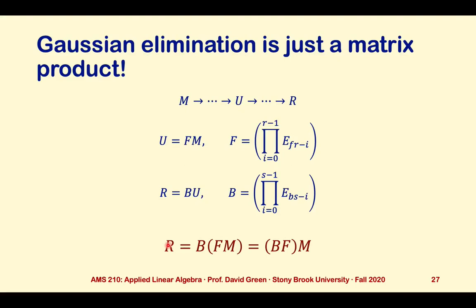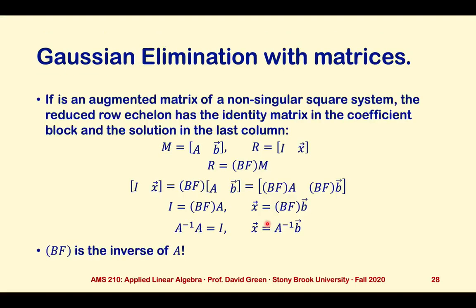This is all still conceptual. At this point, the only way we know how to compute B and F is through this product of elementary matrices. But we are going to discover that there's a much simpler way to do that. Okay. Now, here's where the really interesting thing arises.